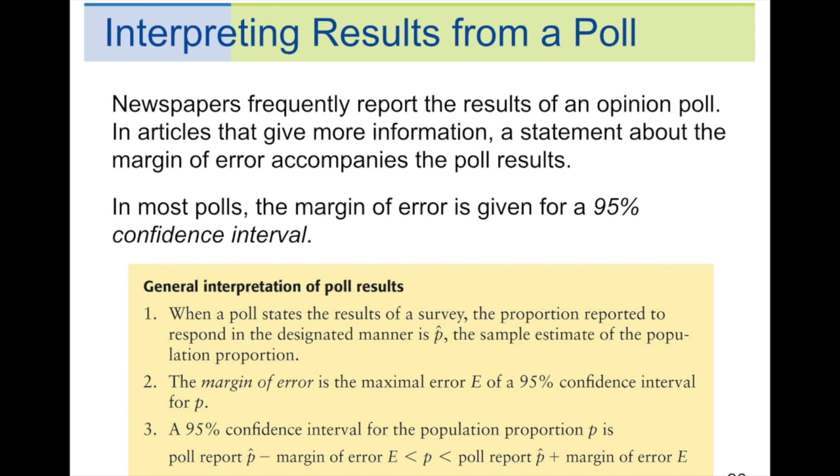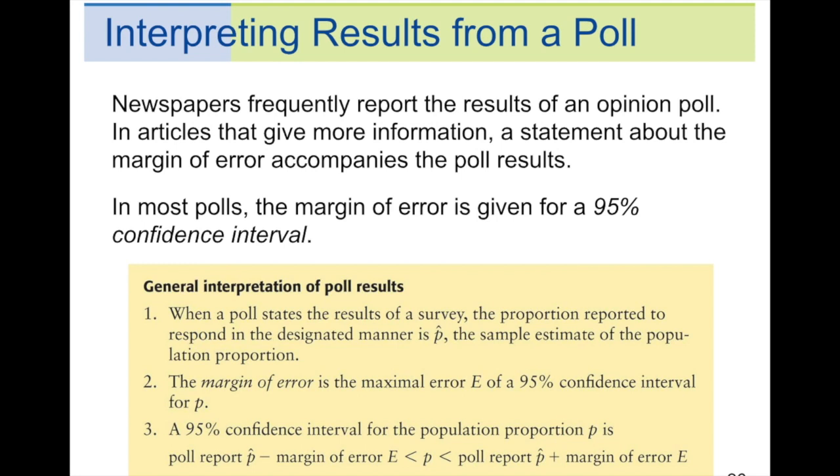So, general interpretation of poll results. When a poll states the results of a survey, the proportion reported to respond to the designated manner is p hat, the sample estimate of the population proportion. The margin of error is the maximal error E of a 95% confidence interval for P. A 95% confidence interval for the population proportion P is poll report p hat minus margin of error E is less than P is less than poll report p hat plus the margin of error E.